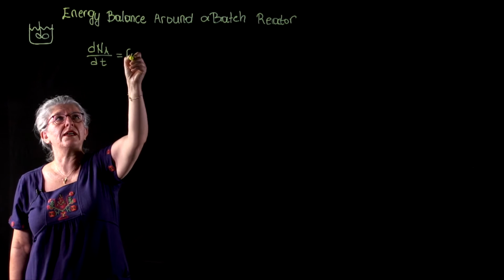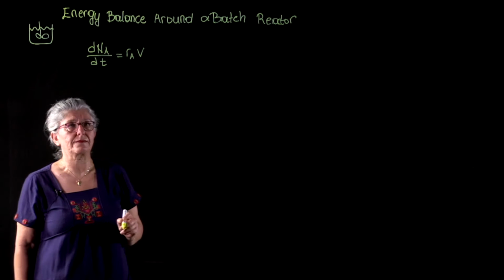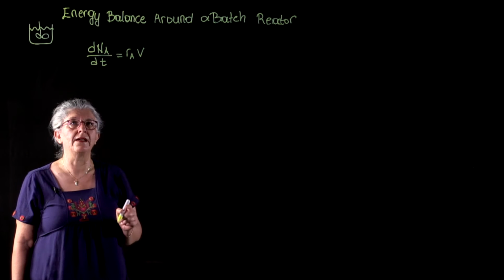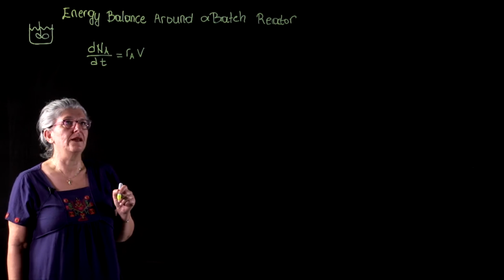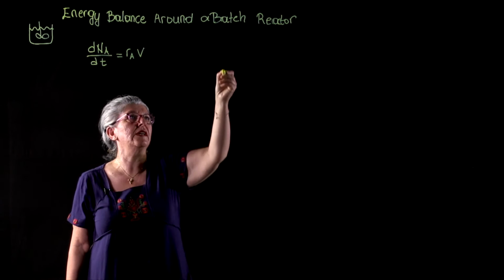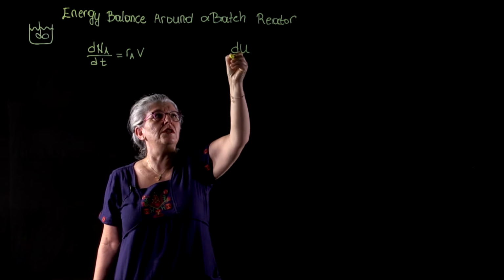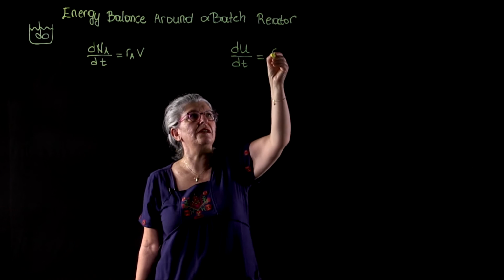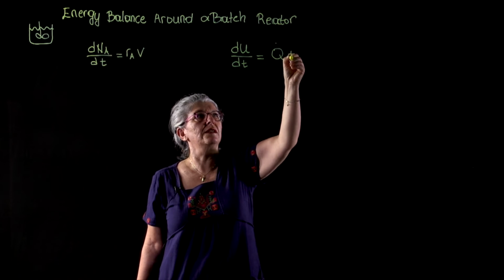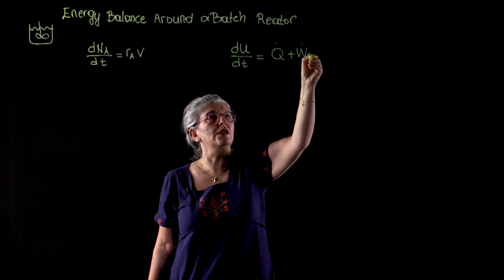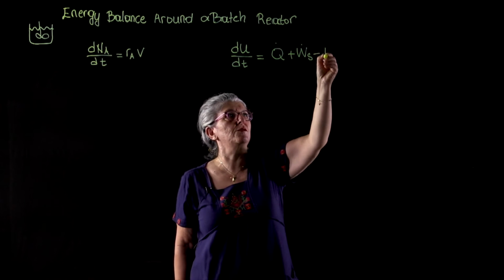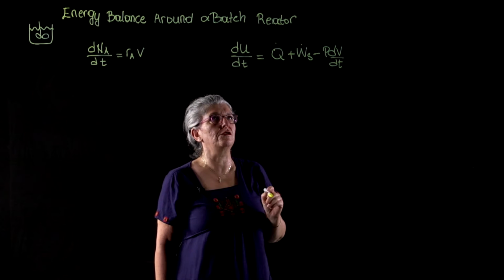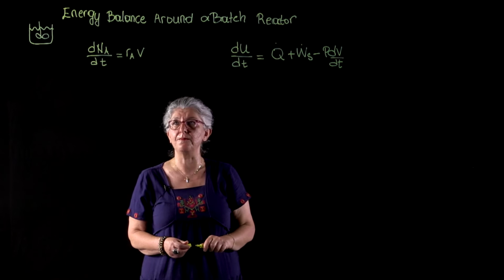times V. Again, we are discussing this for a hypothetical A goes to products type of reaction. This is the species conservation equation. The energy balance, on the other hand, reduces to dU over dt is equal to, this time we have heat interaction in the reactor, and we have shaft work, and we might have surface boundary movement, P dV over dt. This is the first law reduced to a batch system.